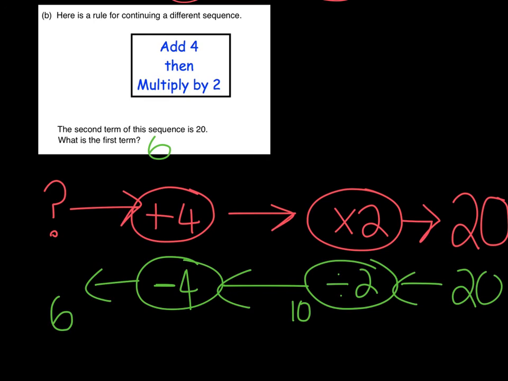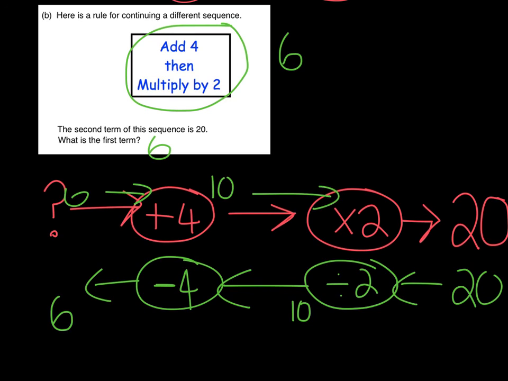The good thing is you can check it and see if it's logical. If the first term was 6, if we followed the rule, would it give us the second term, which is 20? So back into the original, 6 into the machine, 6 add 4 is 10, and then 10 times 2 is 20. And that's it.